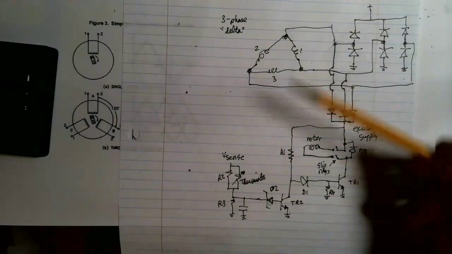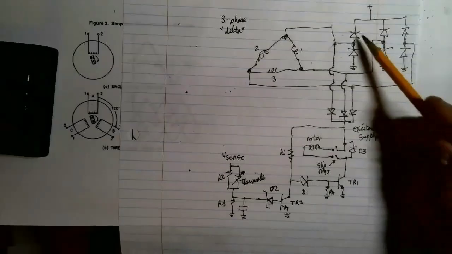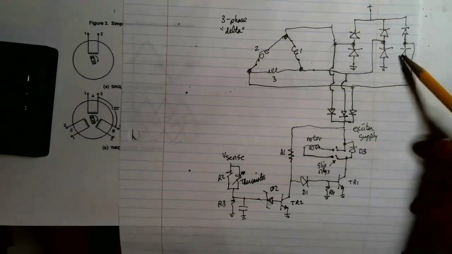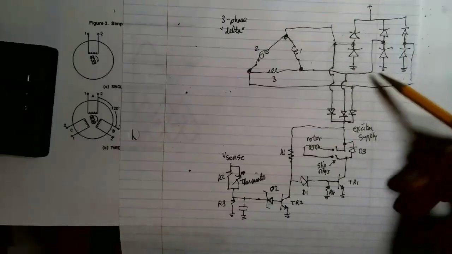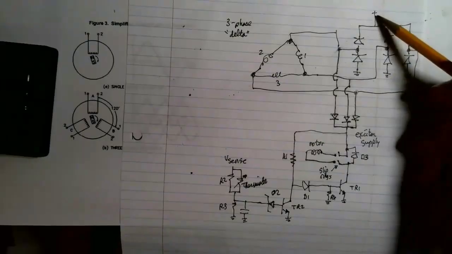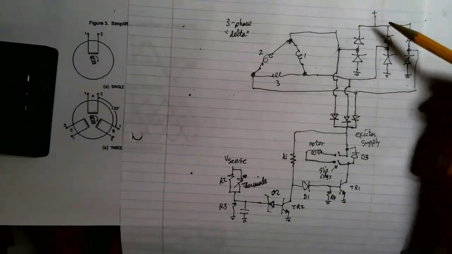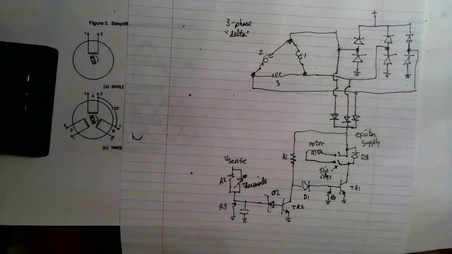You notice we've got 3-phase AC, and we pick off these 3 phases, and we come over here to these 6 diodes. Now, these 6 diodes are the power rectifiers. So this ground here is to the case on the alternator, and then this is the output, the plus output that connects to the battery. This is a big high power output right here. So how does this work?